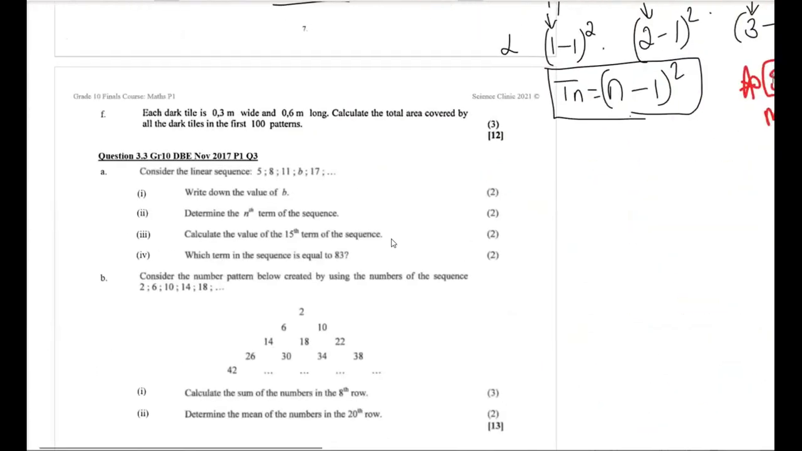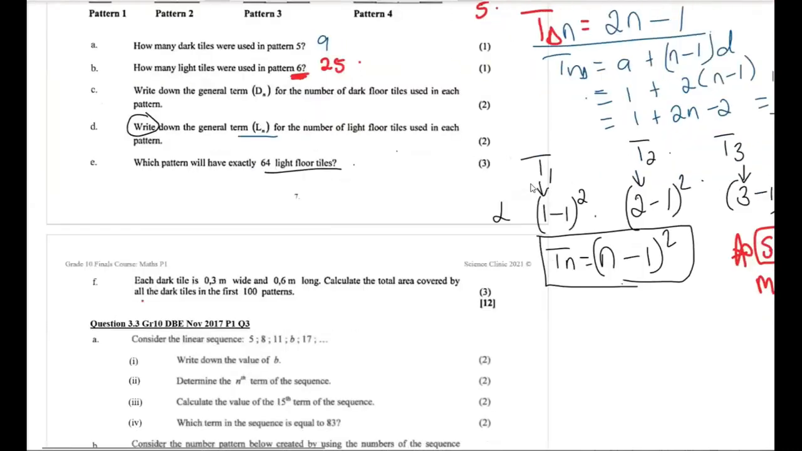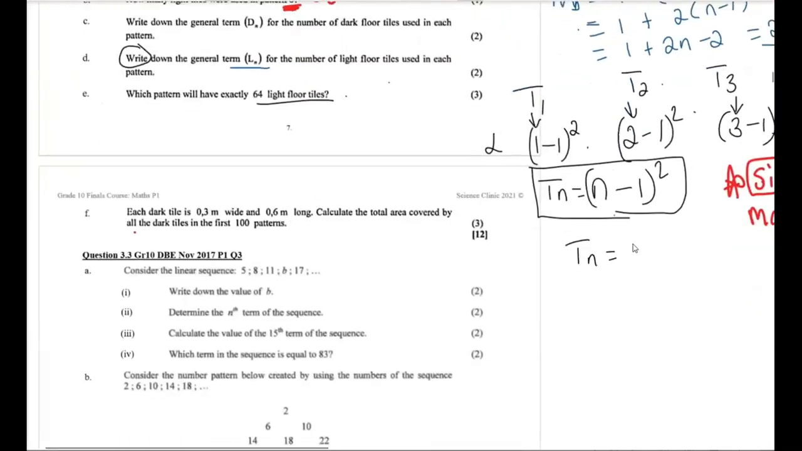Right, then it says each ductile is 0.3 meters wide and 0.6 meters long. Calculate the total area covered by all the ductile in the first 100 terms. Right. So how many ductiles do we get? We need to find that first. 100 terms. What is our general formula for ductiles? Tn is equal to 2n minus 1.